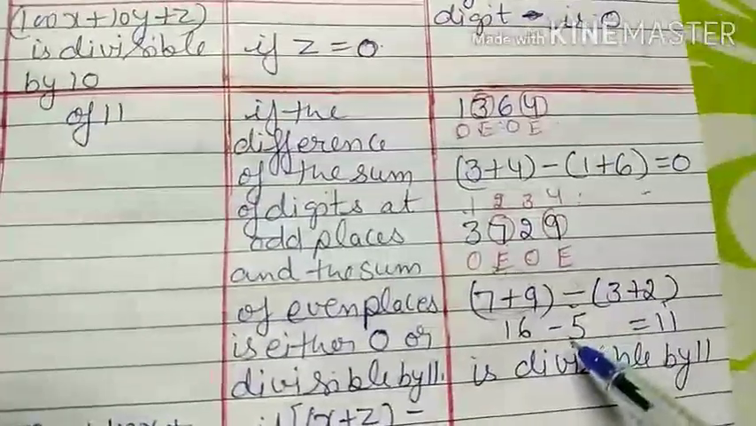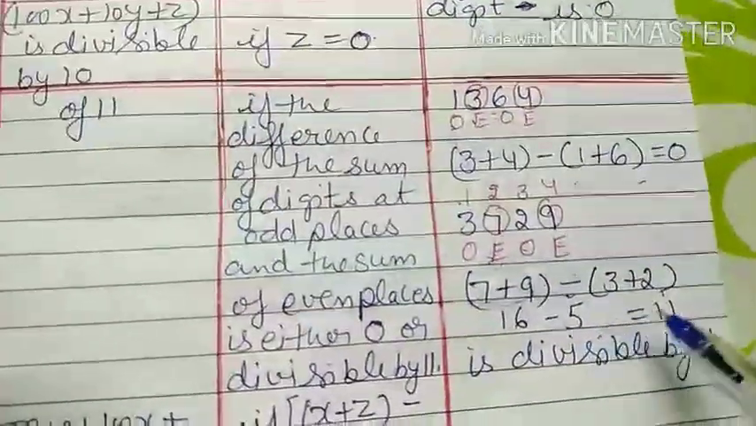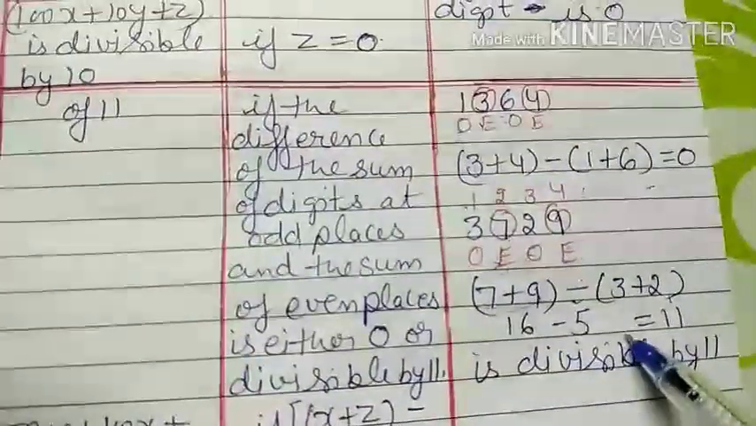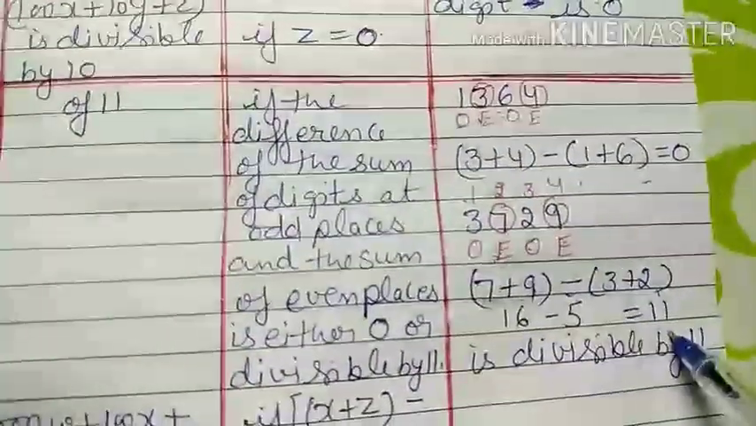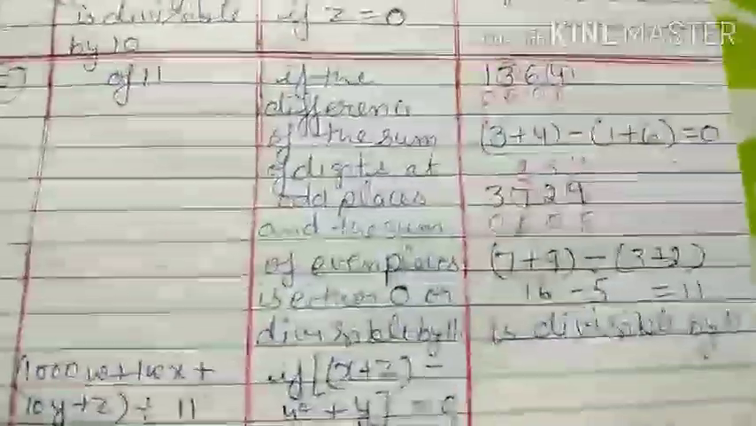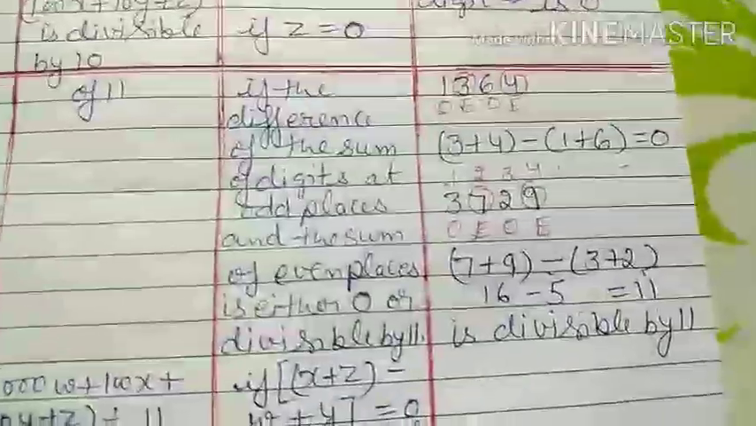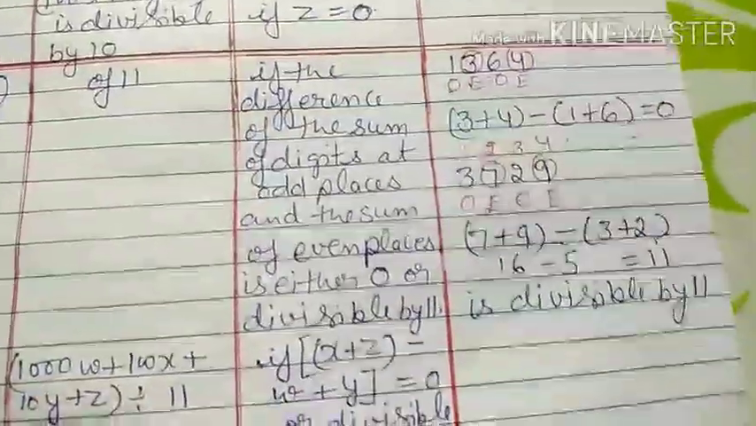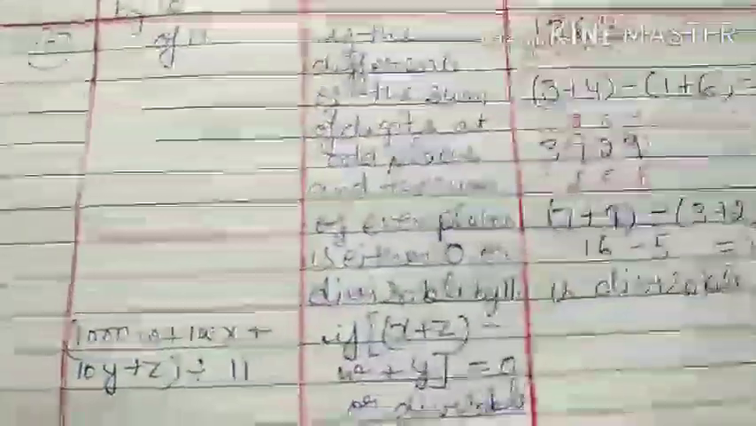So the addition of even position numbers minus the addition of odd position numbers. When you subtract these numbers, whatever answer you get, if that answer comes in the 11th table or is divisible by 11 properly, giving remainder 0, that means that number is divisible by 11.